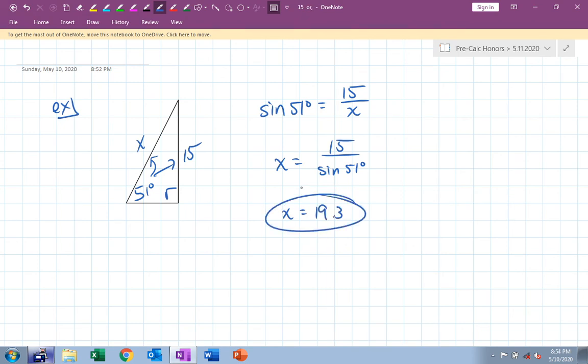All right. So once you figure out again one side, you can use Pythagorean theorem to find missing sides. Because you now have 2 known sides, you can use the 2 to find a third.